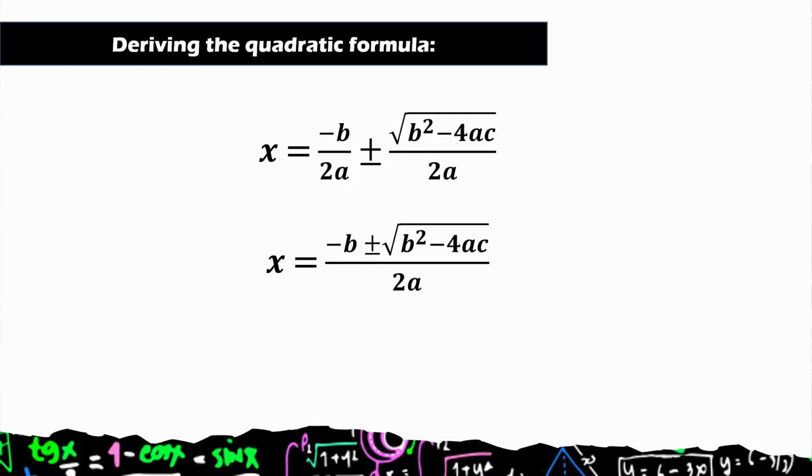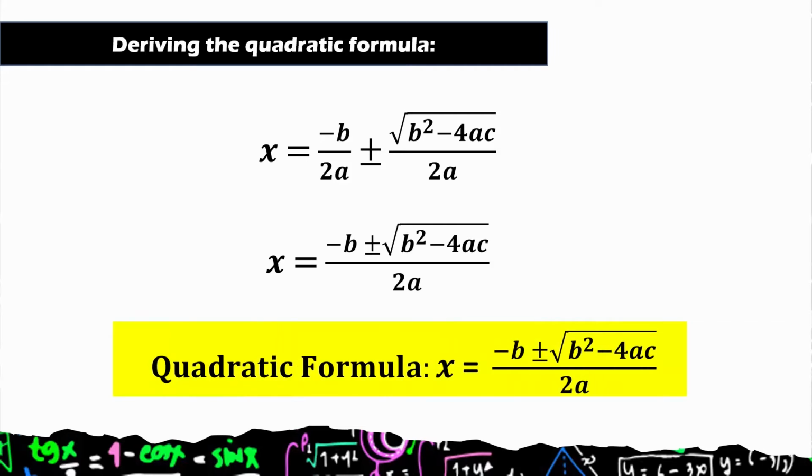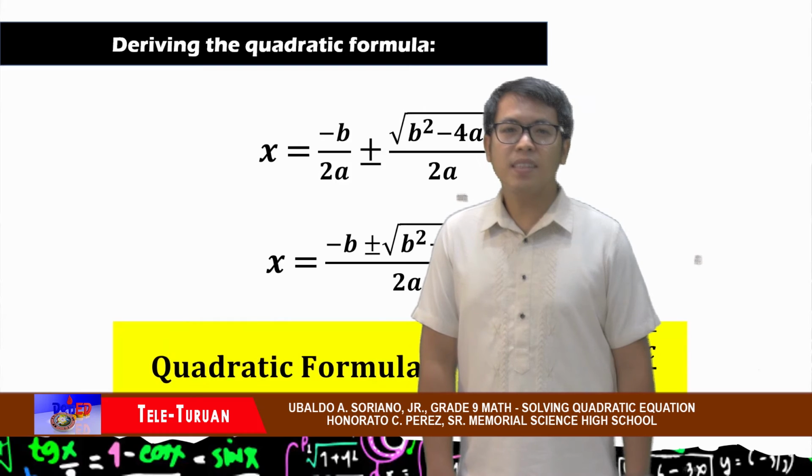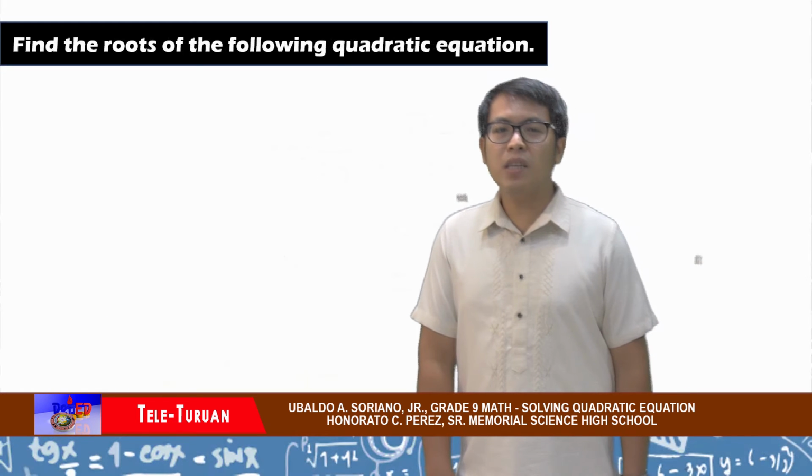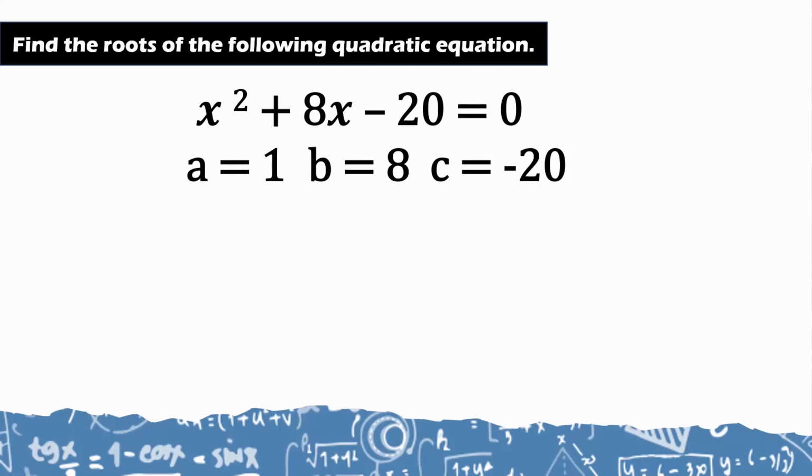Combining the two fractions in a single form, therefore x is equal to negative b plus or minus the square root of b squared minus 4ac all over 2a. And that is the quadratic formula. Let us now use the quadratic formula to find the roots of the following quadratic equations. We have the first one, x squared plus 8x minus 20 equals 0.